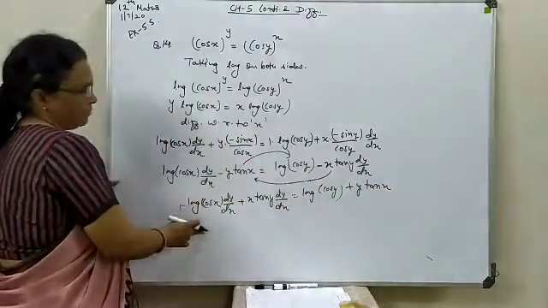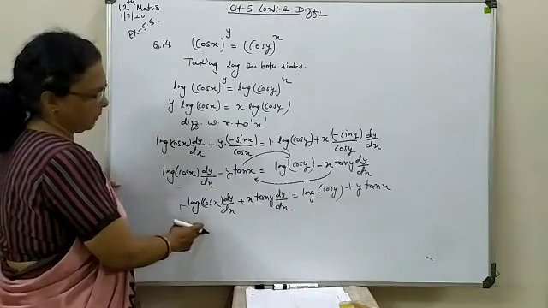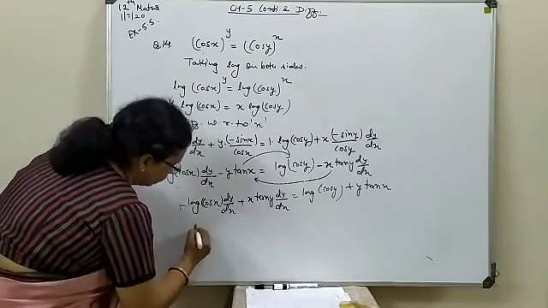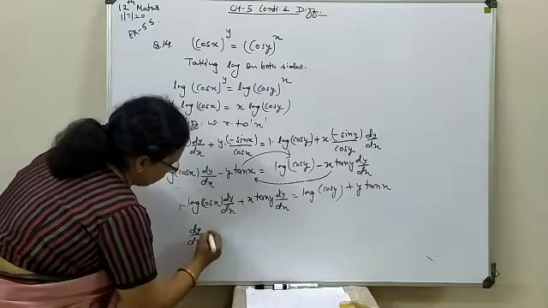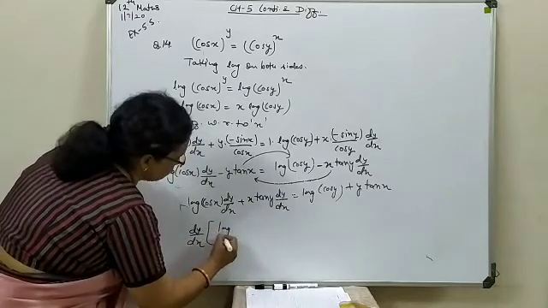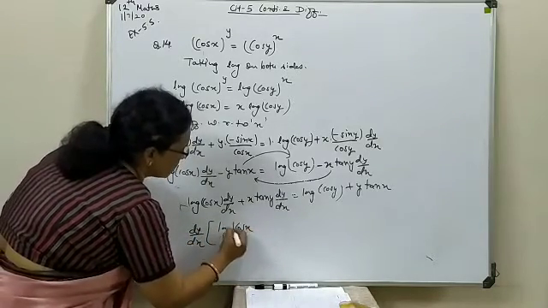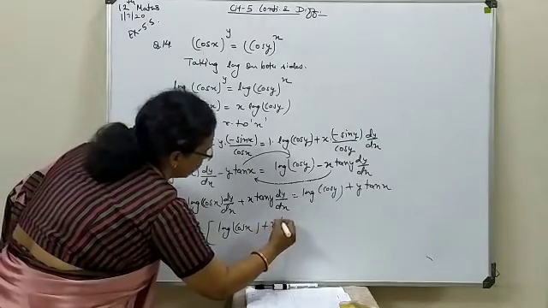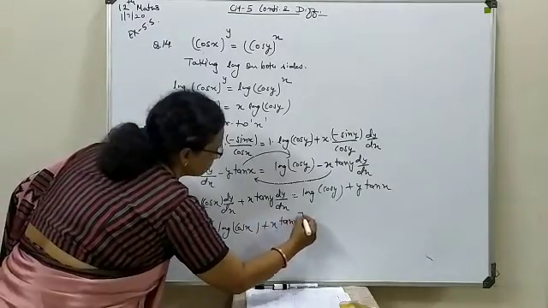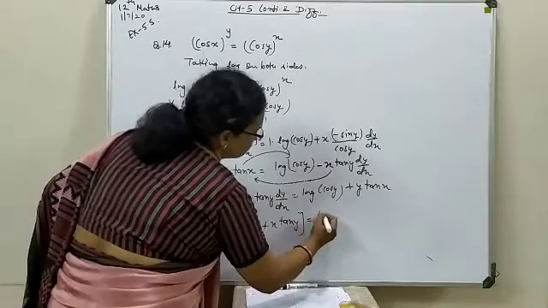Finally, dy by dx we can take common over here and make separation of that. So here, taking dy by dx common, log cos of x plus x tan of y. Here no change.